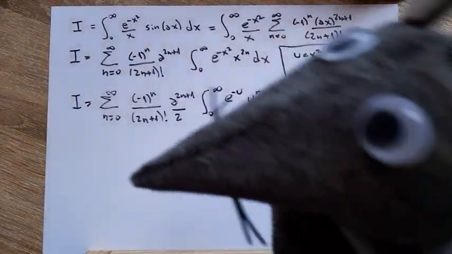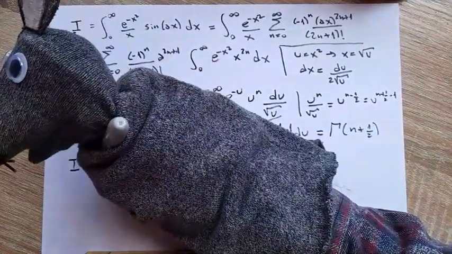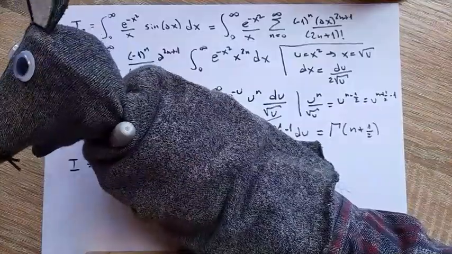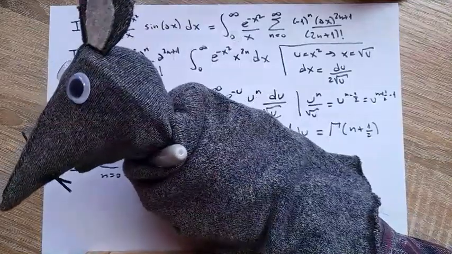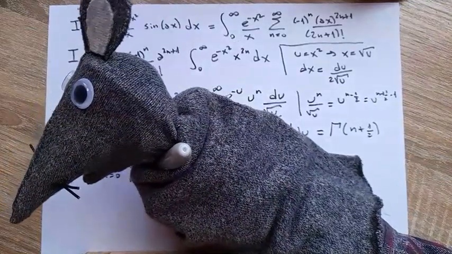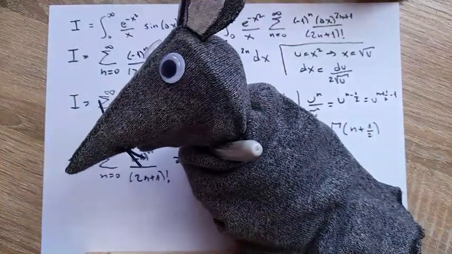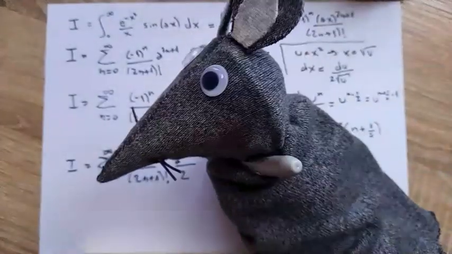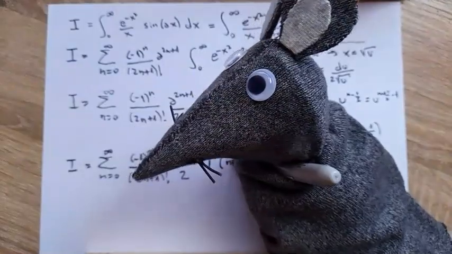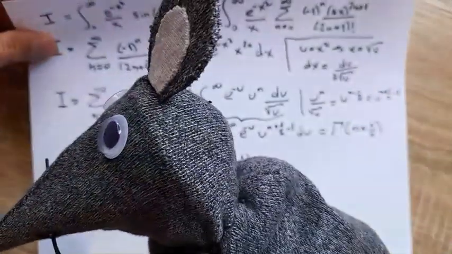So our original integral equals the sum from n equals 0 to infinity of minus 1 to the n over 2n plus 1 factorial, a to the 2n plus 1 over 2, times gamma of n plus 1/2. So I will get another paper. Just a second.